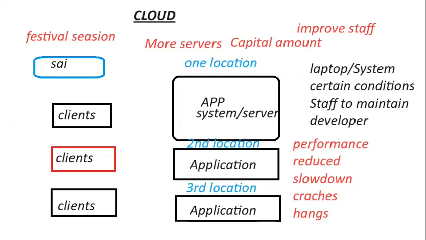That means, what does the cloud take care of? It will take care of staff, of the laptops or systems, or whatever conditions he is required to maintain, and the availability of your systems. If it provides availability, then performance, and reducing downtime, crashes, and hangs, all are taken care of by the cloud provider.